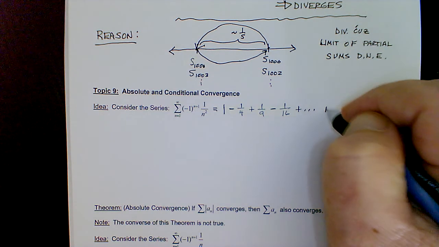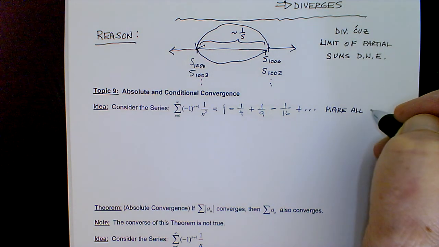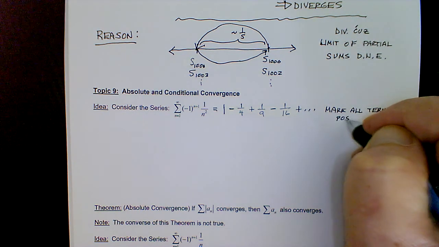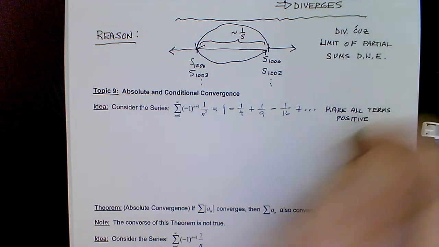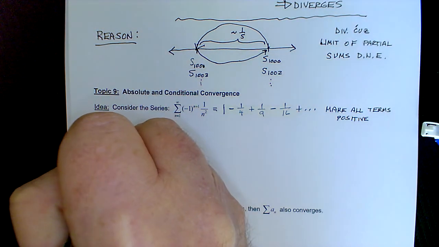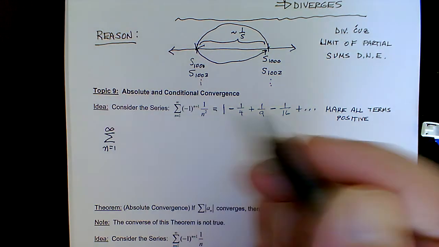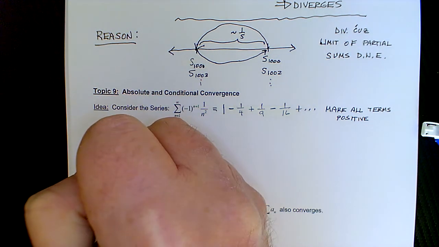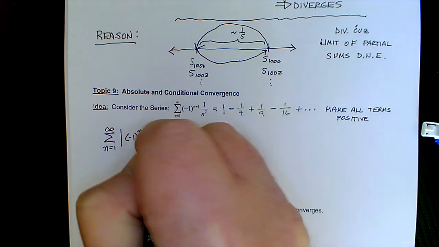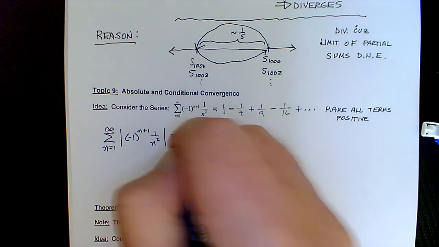All right, now we're going to make all the terms positive. So here we've got an alternating series. We don't know if it converges or diverges, but we're going to make all the terms of this series positive. So basically what we're going to do is take the sum as n goes from 1 to infinity of the absolute value of negative 1 to the n plus 1th times 1 over n squared. And if you wrote out the terms, they're just simply going to make everything positive.